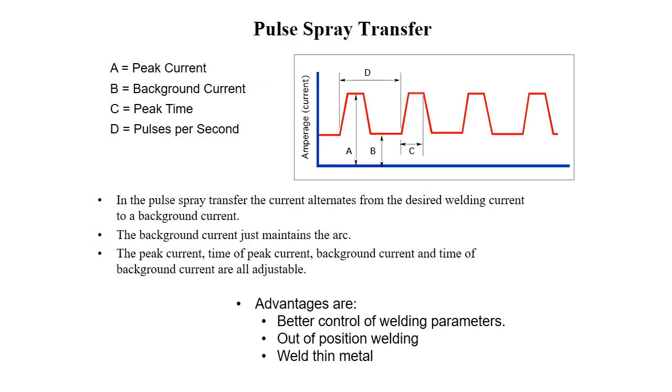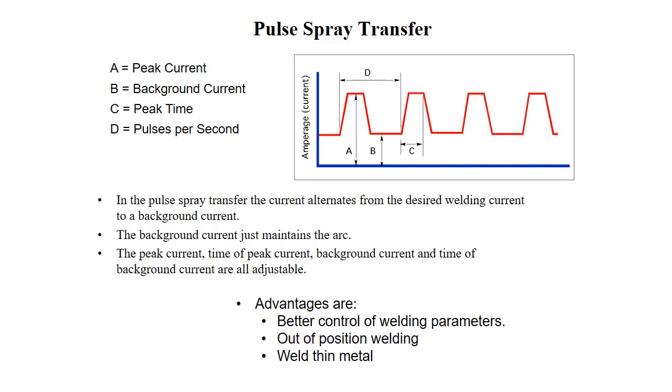So let's have a little short talk here about pulse spray transfer without getting too crazy into it. Pulse spray transfer, you're just taking the spray transfer mode and you're alternating the amperage, the current, the heat, the fire, the thermal energy that is causing the weld pool, the steel, the base material or the weld metal to be melted.